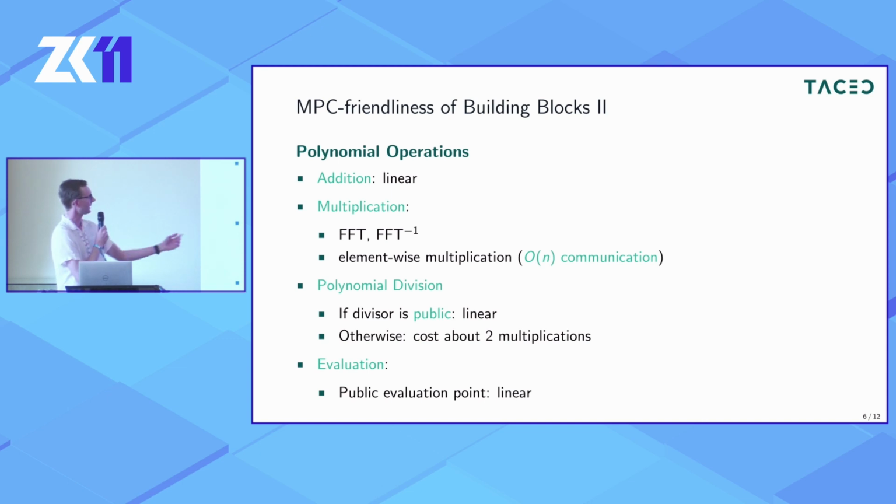Polynomial division is also pretty nice if the divisor is public, which is also often the case in ZK proof systems. This is, again, just a linear operation which parties can do locally, and otherwise the cost is about 2 multiplications. And finally, evaluation. Again, evaluation often happens at public evaluation points, which, again, parties can do on their own local shares of polynomials.